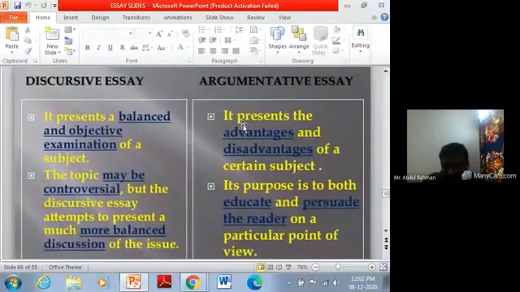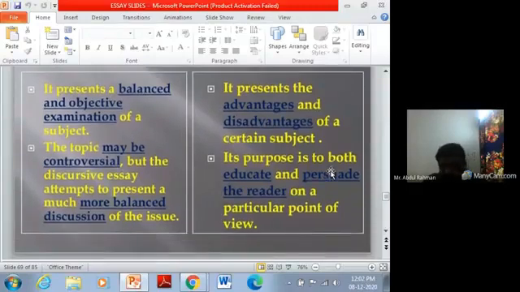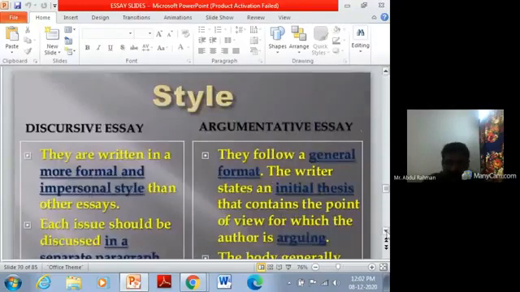It presents advantages and disadvantages of a certain topic. What is an argumentative essay? Its purpose is both to educate and to convince the reader on a particular point of view, on a particular situation, on a particular debate.